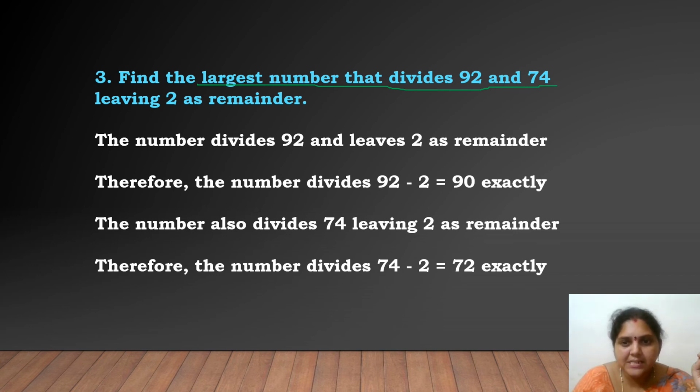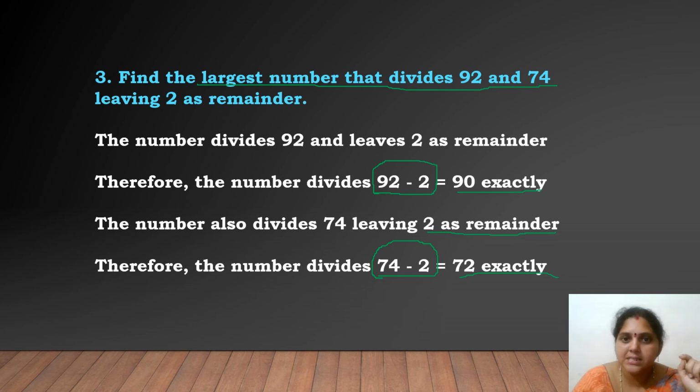Divides 92 and 74 with a remainder 2 mark. Here we are finding largest number. So the number divides 92, leaves 2 as remainder means what you are doing here, 92 should be subtracted with 2. So you are getting 90 exactly. So the number also divides 74, leaving remainder 2. Means what you have to do here, 74 should be subtracted by 2 and it will be getting 72.